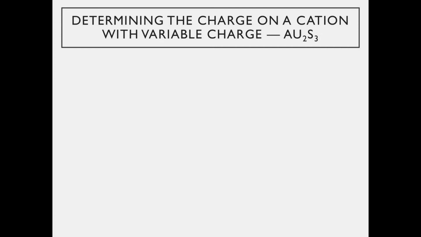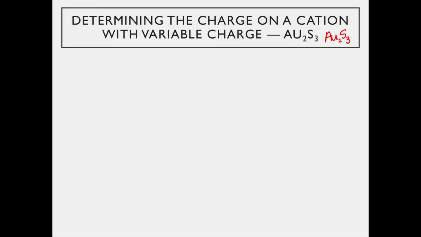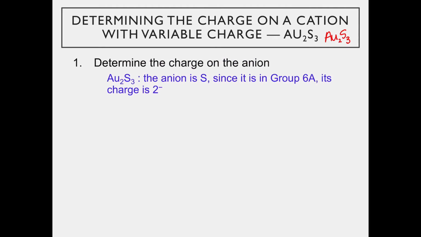So let's figure this one out. Determining the charge on a cation with a variable charge. So this is just how the font came out. This is gold sulfide, right? Au2S3. We need to figure out what the charge of the gold is, because like I told you, gold can have multiple charges, right? So we need to figure out, okay, which one is this? And this is actually, gold is actually not on this table. So that's showing you, right, that there are more of these.